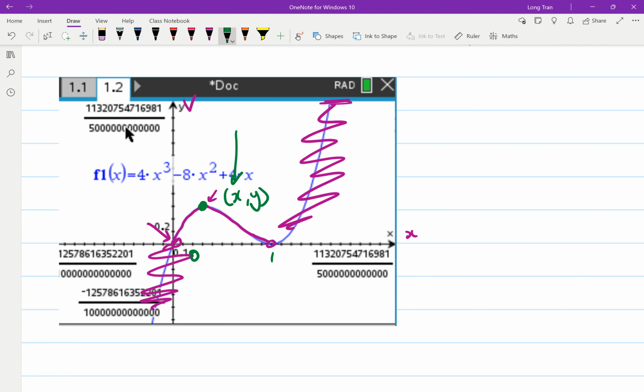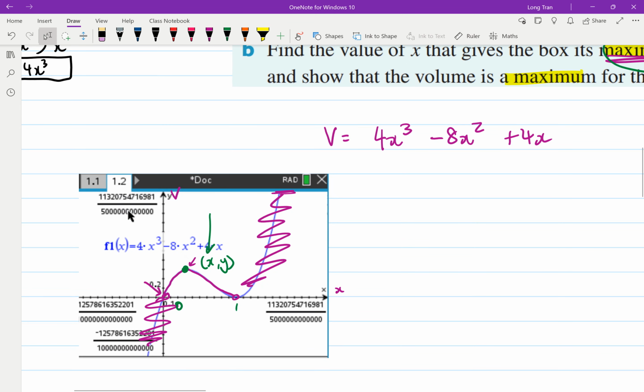Very good, because it's a stationary point. Okay, that's a local max. So we know that we can find it if it was an Exam 1 or SAC 1 component. If I asked you to find the maximum and you didn't have a CAS, then you would know that dV/dx is the derivative, and that would give you 12x squared minus 16x plus 4.